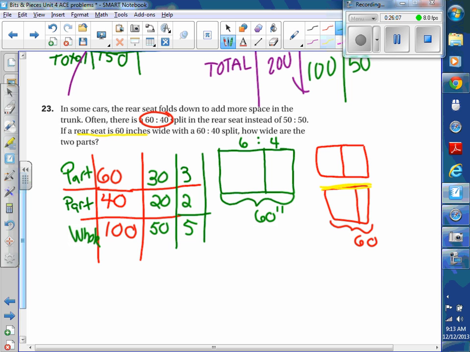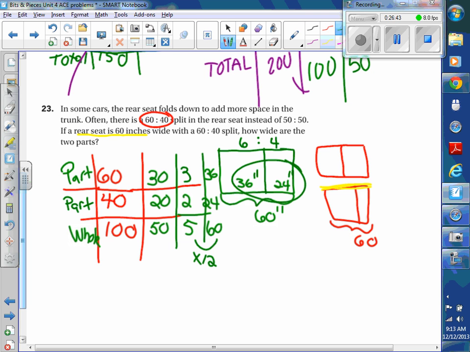You multiply 5 by 12. Exactly. So if this is 36 and this is 24, what does 36 and 24 add to? 60. Good job. That's a 36 to 24 ratio, which is the same as 6 to 4, right? But they're asking how wide are the two parts. So 36 inches and 24 inches.